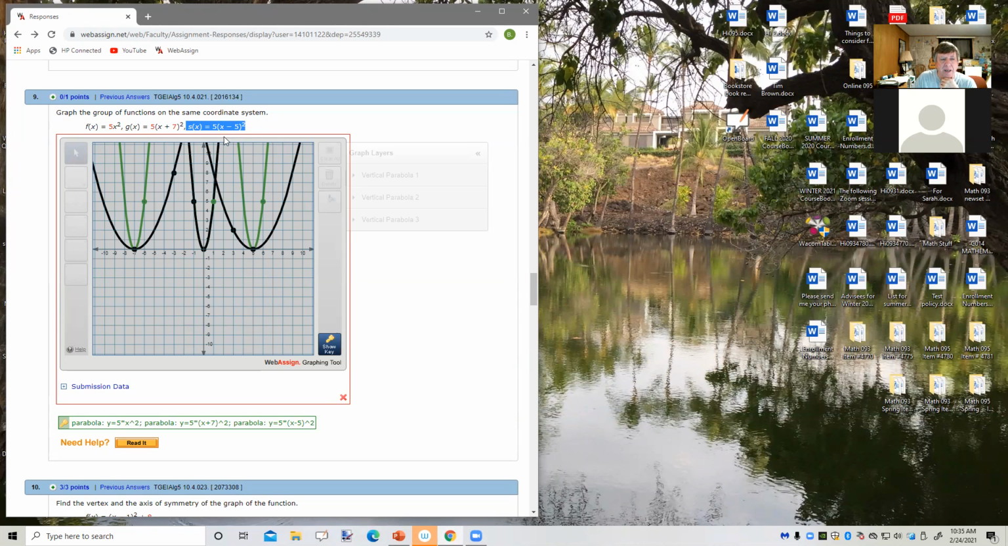Let's take a look at S of x. 5 times the quantity x minus 5 squared. So this means it's going to be the same shape as the initial graph, but it's going to go to the right 5.